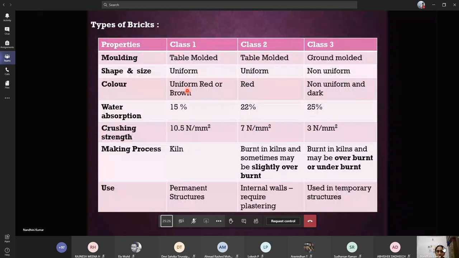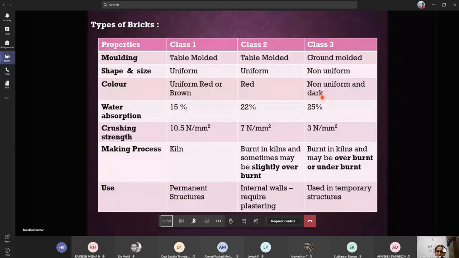Whereas in this case, it will be uniform red, and here it is going to be non-uniform and dark, because they follow a man-made process. They don't use any furnace or heating structures. You might have seen in those villages, it will be like an arch shape arranged only with bricks. The entire kiln will be built of bricks. They'll insert some wood and put it on fire.